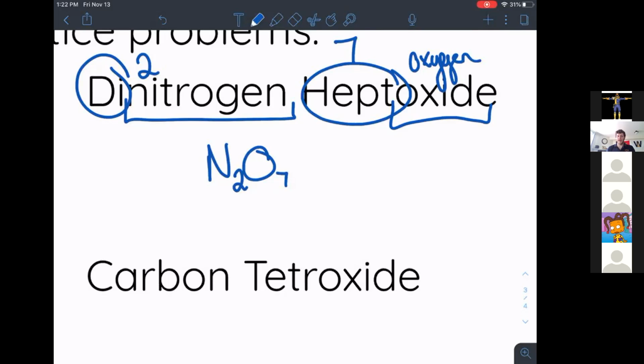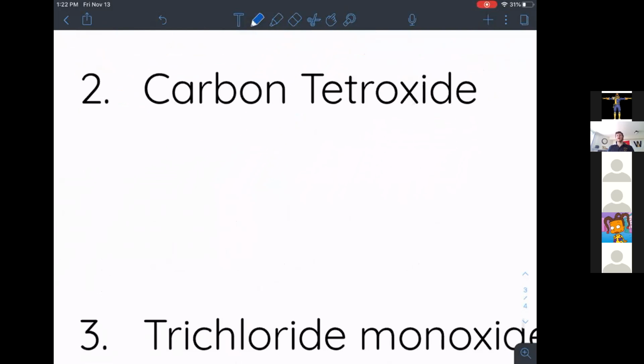All right, let's do one more together. Carbon tetroxide. What element do we have here? Carbon. All right, we have carbon, and how many carbons do we have? 1. Do I need to put a 1 below? No. And my second element for my second word, what is it? Oxygen. And how many oxygens do I have? We have 4. Perfect. Any questions on that one?